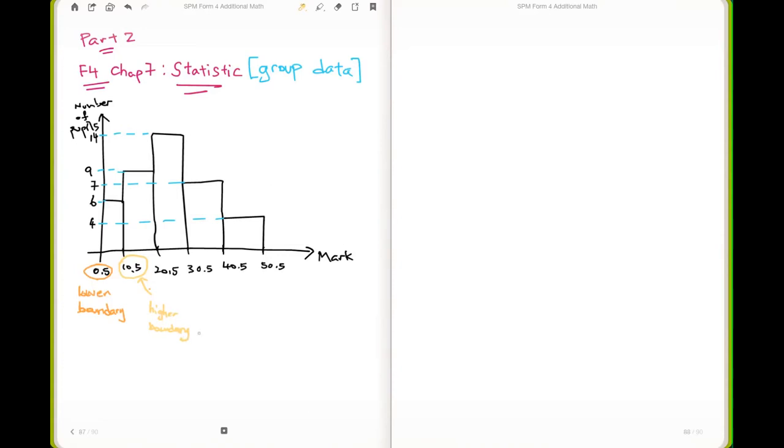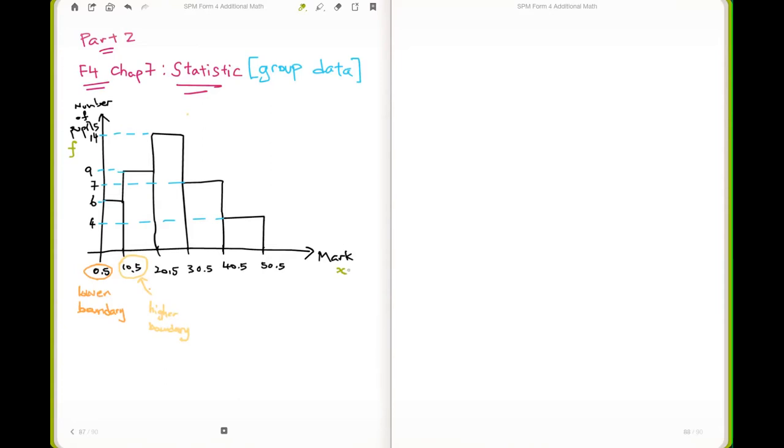In a histogram, the y-axis represents the number of people, whereby all the data here is being grouped. That's why it is group data. The number of people is called the F, with the mark represented by X.